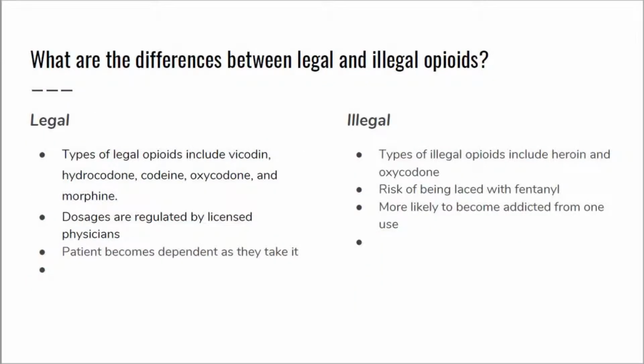Legal versus illegal opioids. Legal opioids include Vicodin, hydrocodone, codeine, forms of oxycodone, and morphine. Legal opioids are regulated by licensed physicians. However, the patient is still at risk of dependency. Illegal opioids include heroin and oxycodone. They are more at risk of being laced with fentanyl and have an even bigger risk of addiction. These were once used for medical purposes. That was before they were discovered to be highly addictive and dangerous to consume. It was made illegal in 1874 and remains illegal to sell, use, possess, or produce to this day.